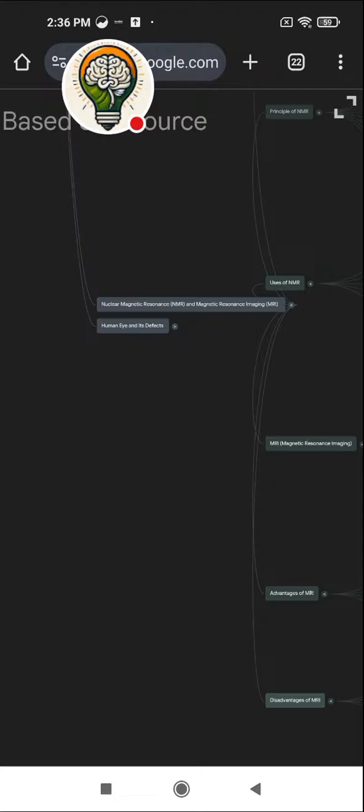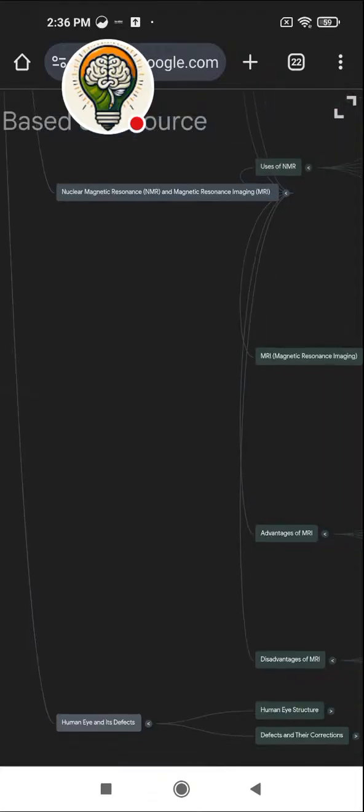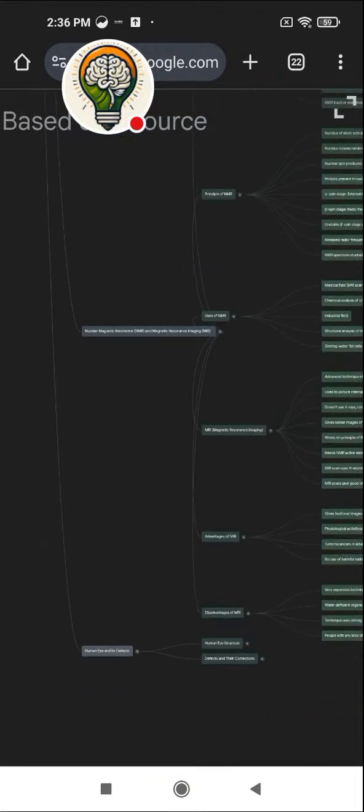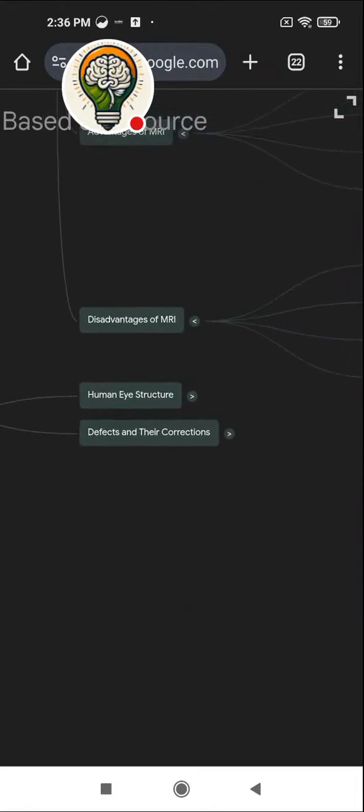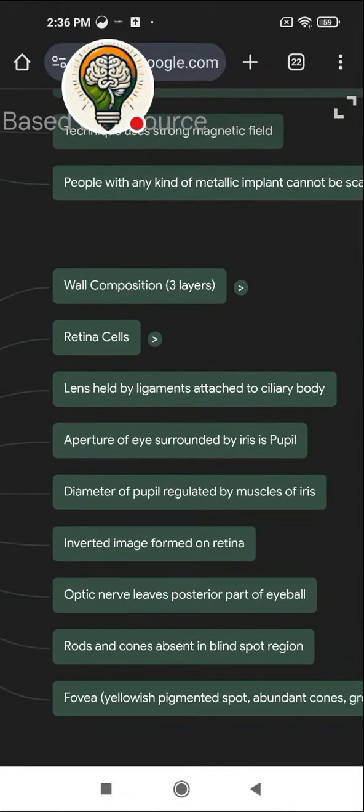Then the human eye, the last topic now. Okay, so human eye structure. The wall is composed of 3 layers.